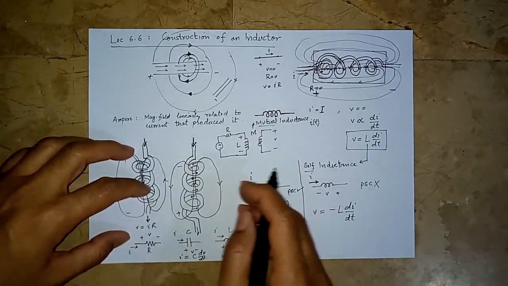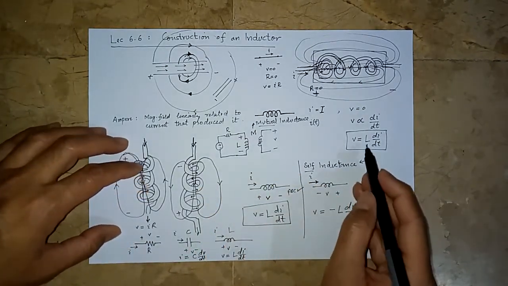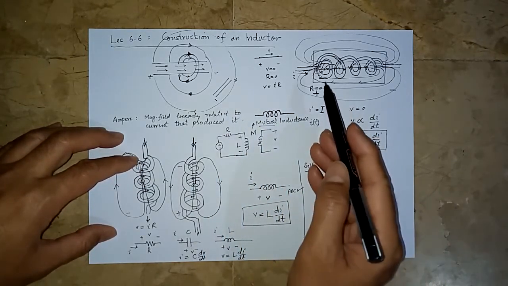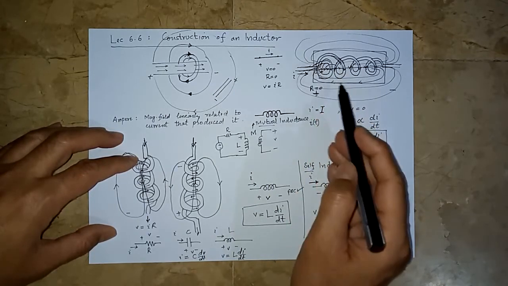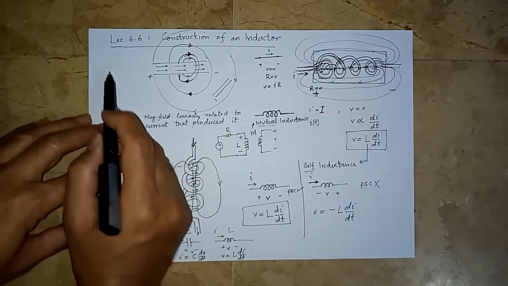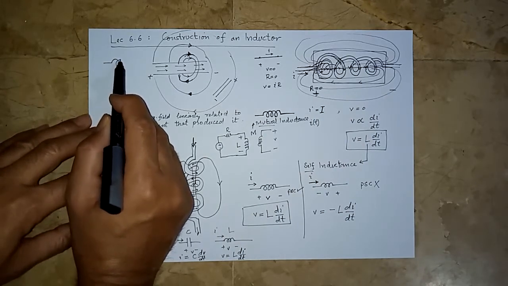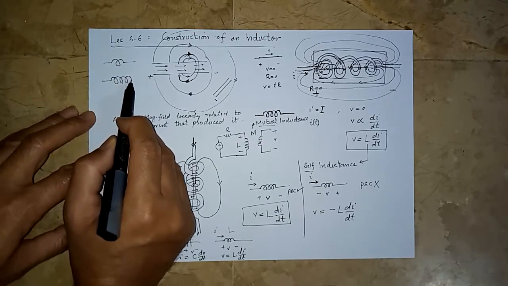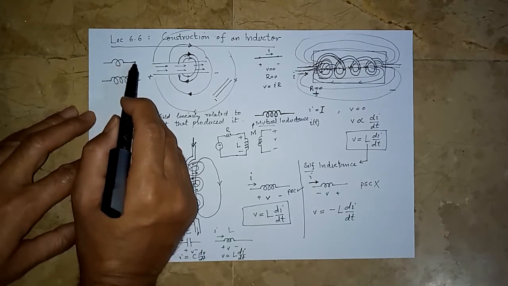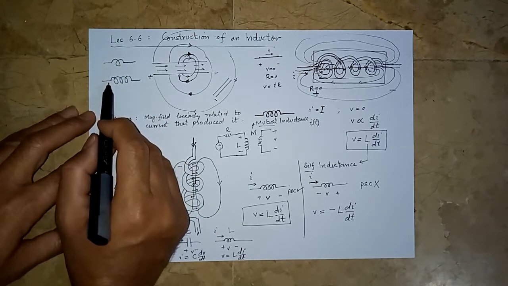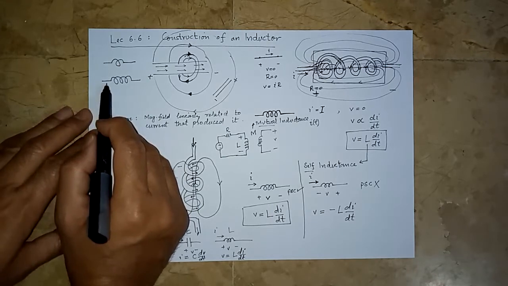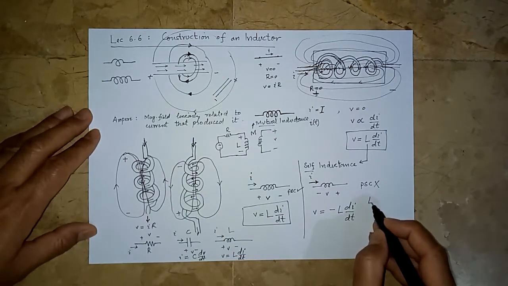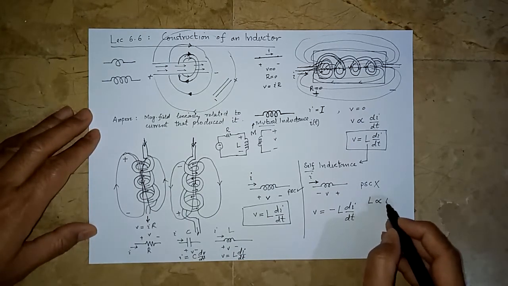A few small points related to inductance: because we are discussing the construction of the inductor, we can see that as the number of coils of an inductor increases, so if we have an inductor with one coil only and another inductor with several coils, we can very easily guess that the inductance of this coil is going to be higher. So we can therefore deduce that inductance is proportional to the number of turns.